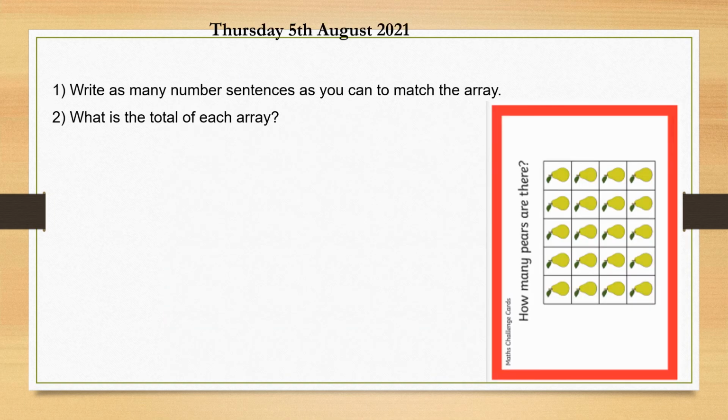Now I've turned our array around so we can see it from a different angle. And now we're going to see if this makes a difference or if we can make different number sentences using our array on this angle. So let's have a look. We're going to have a look at the rows first. 1, 2, 3, 4, 5. 5 rows. So let's write 5. Now, we're going to count the columns. 1, 2, 3, 4. 4 columns. 5 times 4.